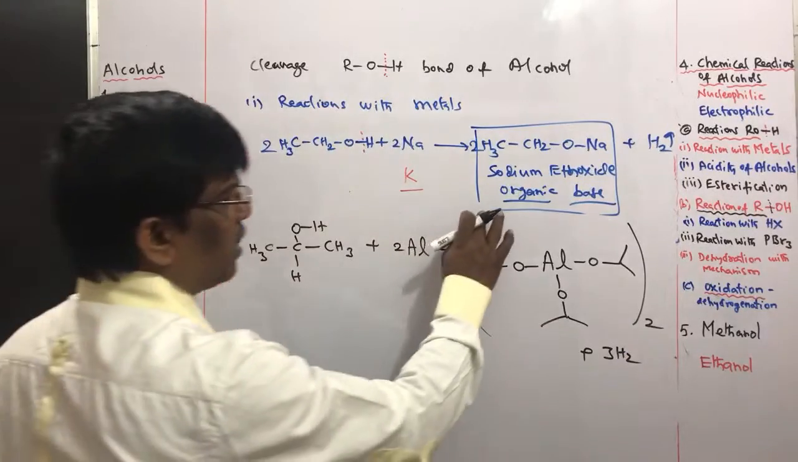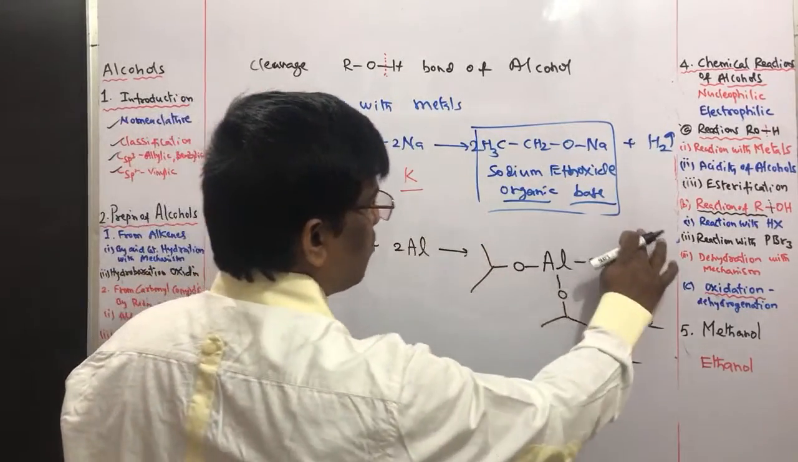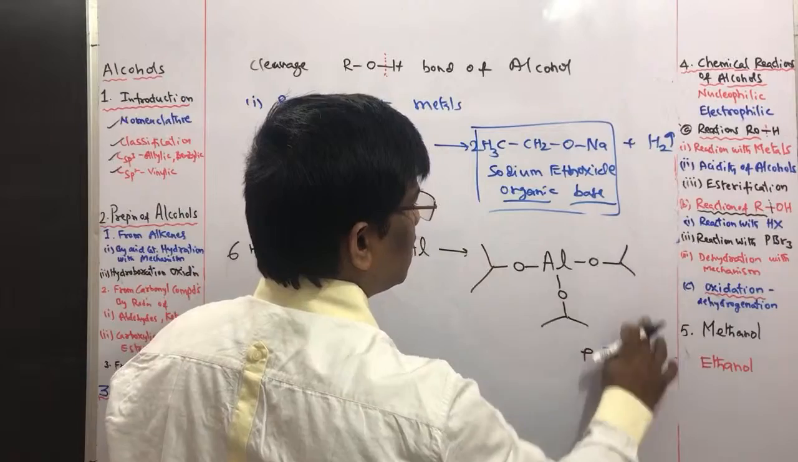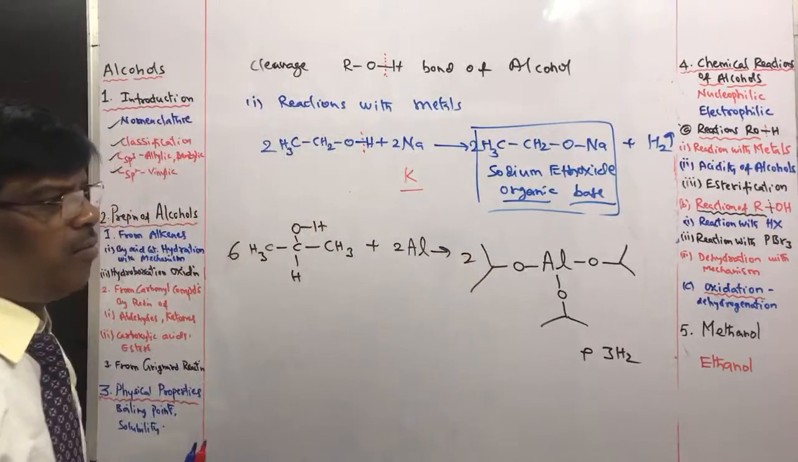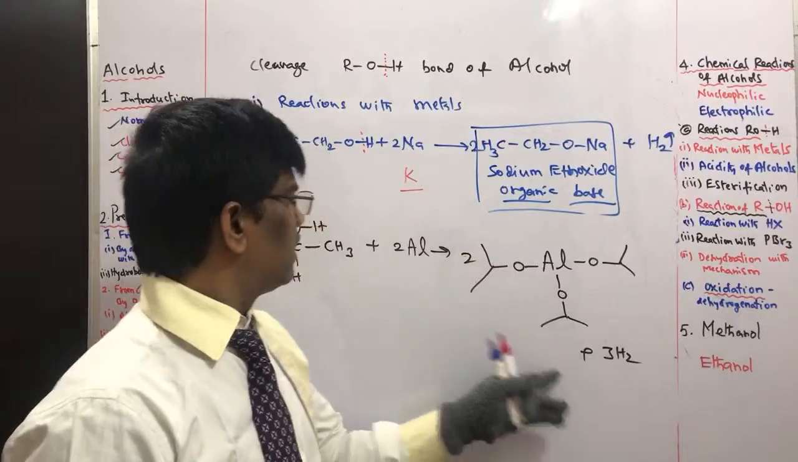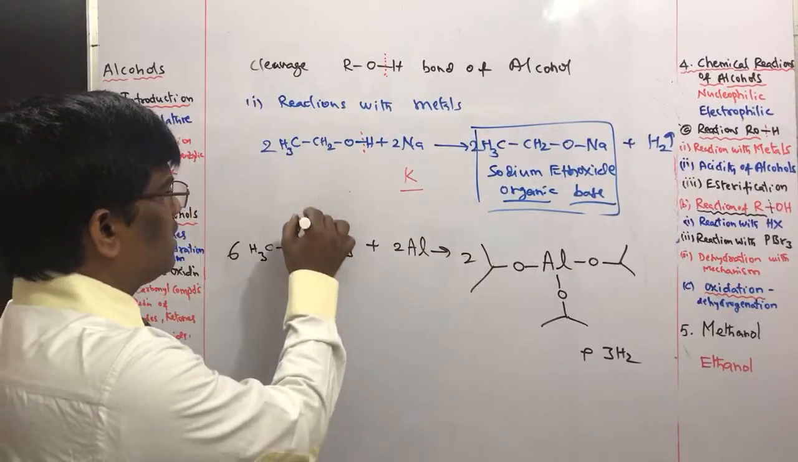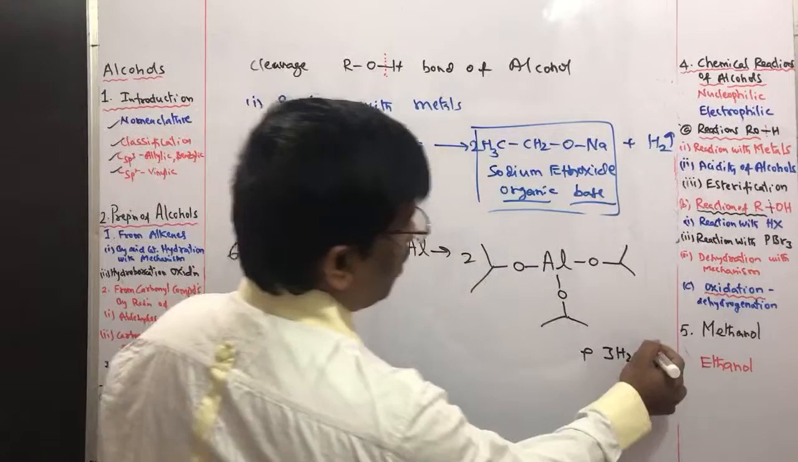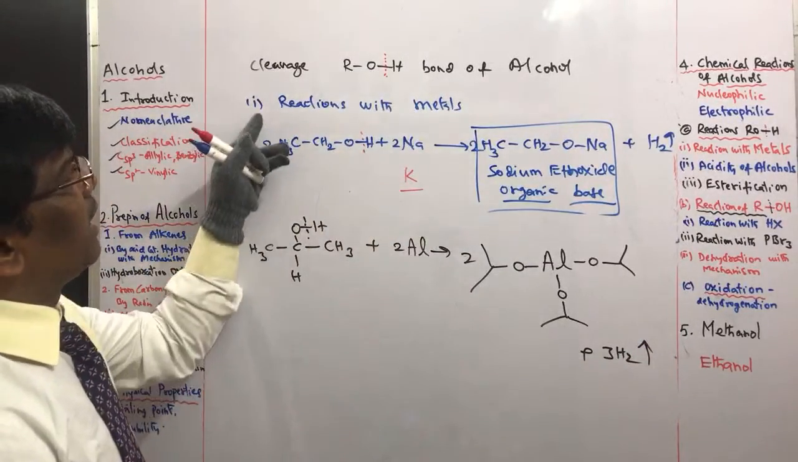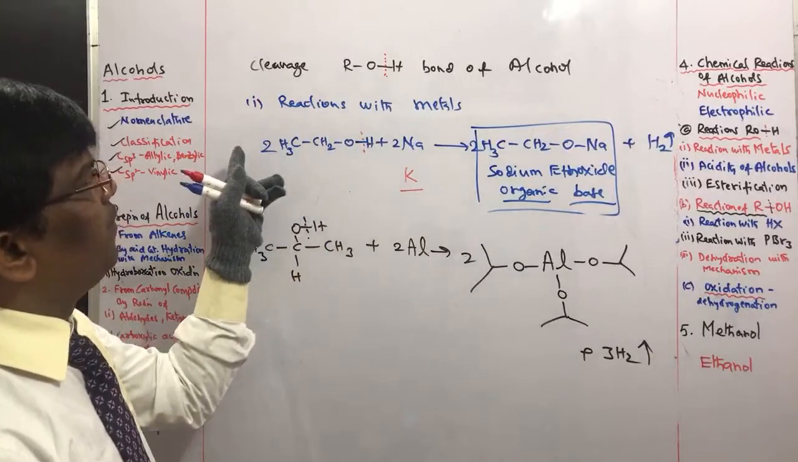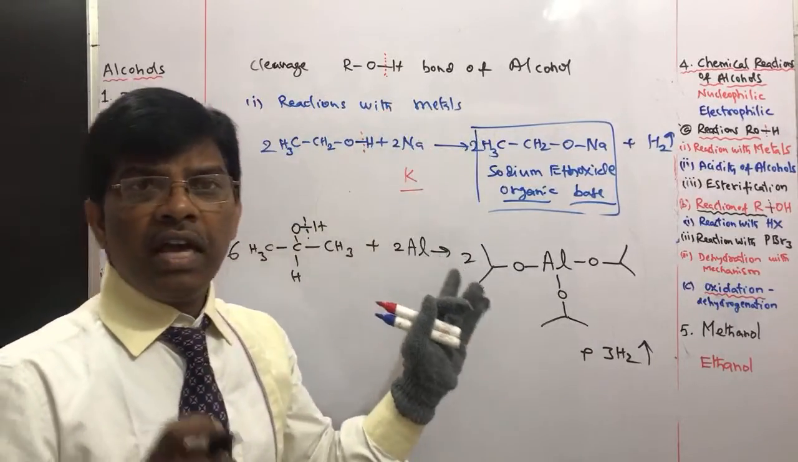Or you can write it like this also. Instead of dimer, you can write 2 moles of aluminium isopropoxide plus 3 moles of hydrogen. These 6 hydrogens are going out as 3 H2s. So this is how you can react alcohols with metals to give reagents.